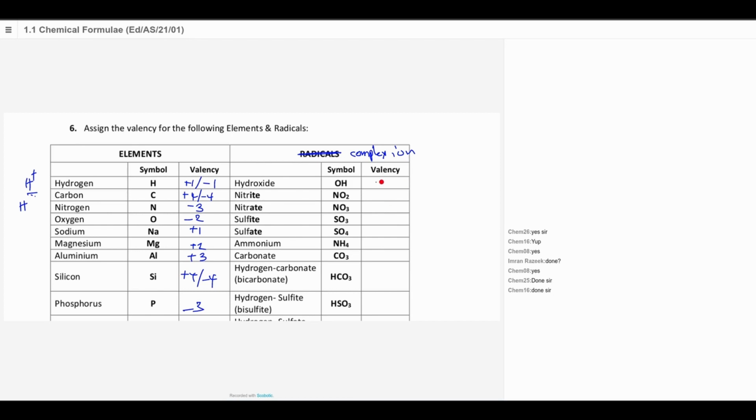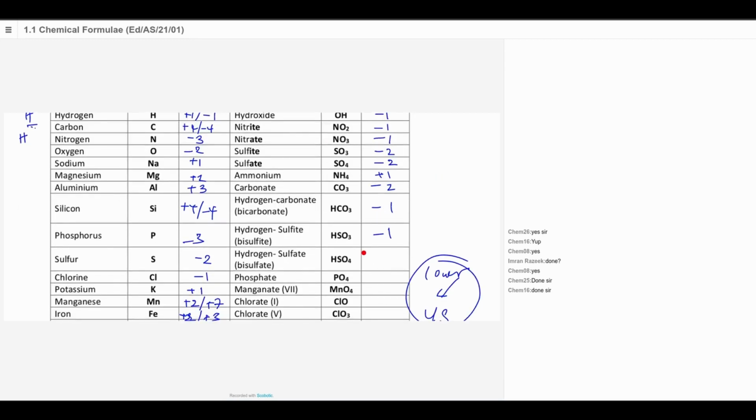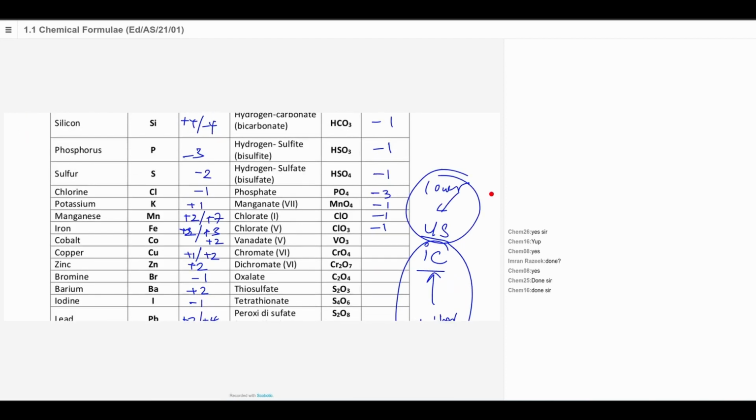So hydroxide is -1, nitrite -1, nitrate -1, sulfite -2, sulfate -2, ammonium +1, carbonate -2, bicarbonate and bisulfite and bisulfate. All of these are -1. Phosphate is -3, manganate 7 is -1, chlorate 5 is -1, and then you have vanadate, chromate and dichromate, all of these are -2.